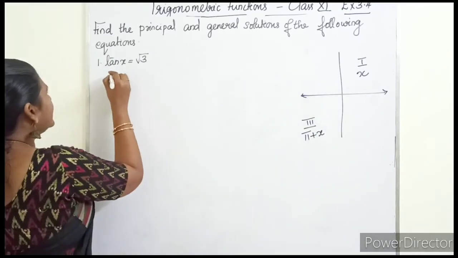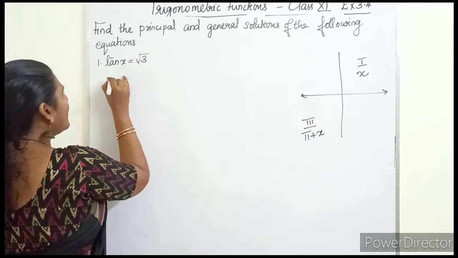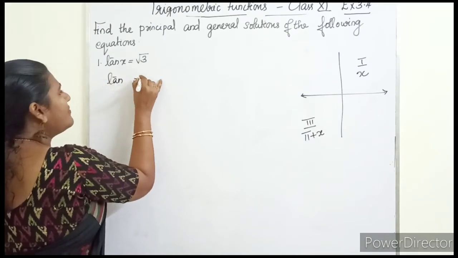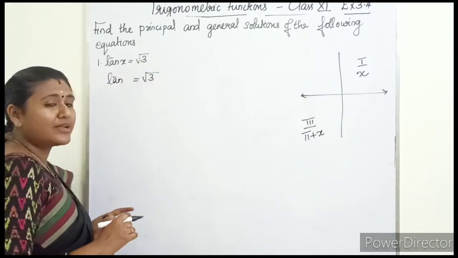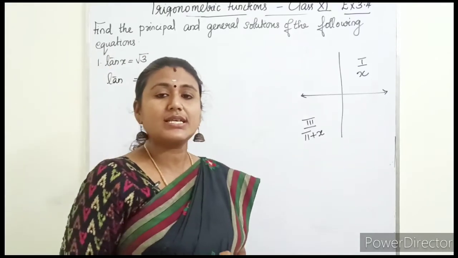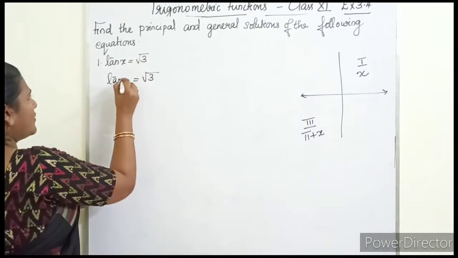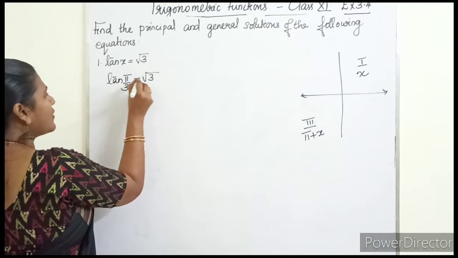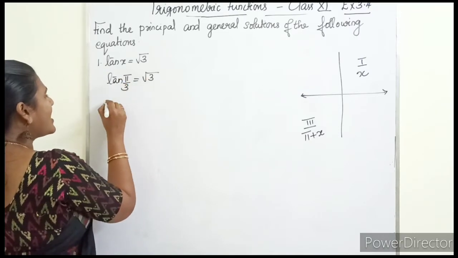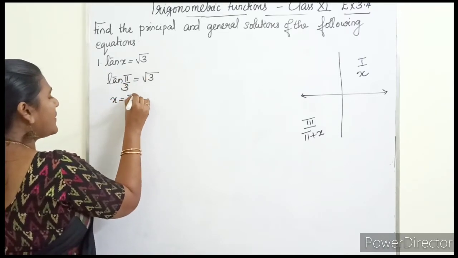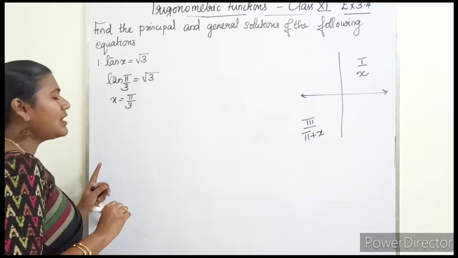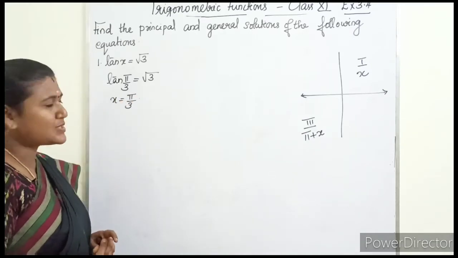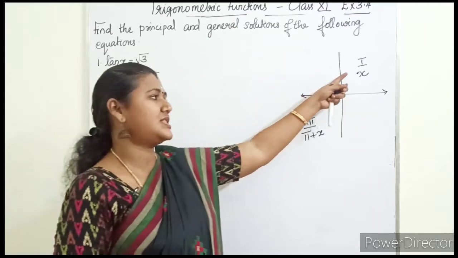Here tan x is equal to root 3. For which angle is the tan value root 3? Root 3 for 60 degrees. 60 degrees means pi by 3. So tan pi by 3 is equal to root 3. So we got one solution: x is equal to pi by 3. This is the first principal solution. This pi by 3 lies in the first quadrant.